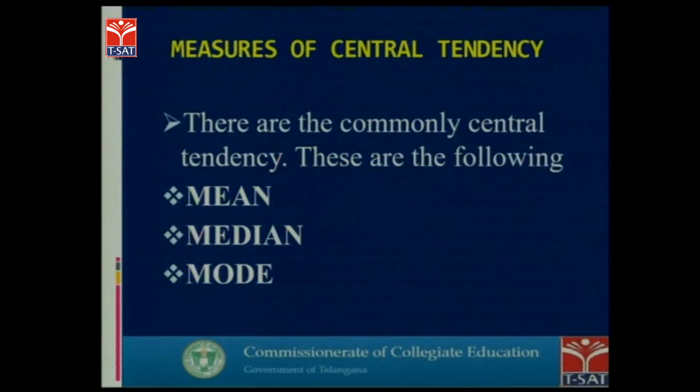Why? Because it will represent the center of data, and we have different types of averages in measures of central tendency. That is mean, median and mode. What are these things, mean, median, mode? These are types of averages. These are classified under two types, mathematical averages and positional averages. Under mathematical averages, we'll take mean, and under positional averages, we'll take median and mode. So now let's deal with the first one, that is mean.